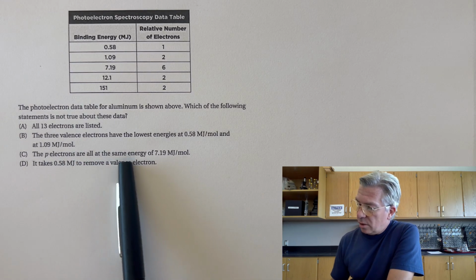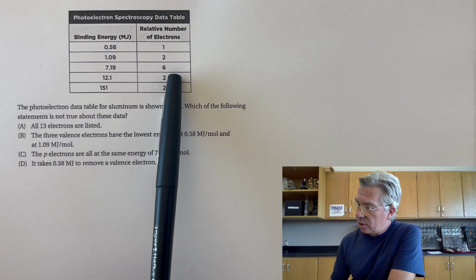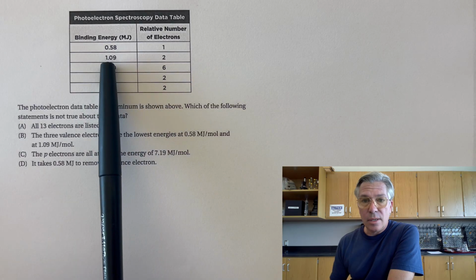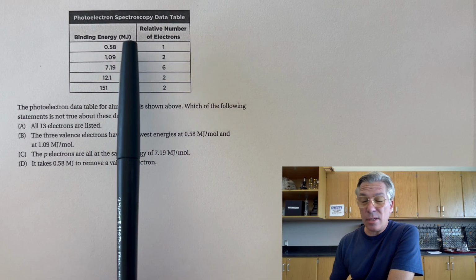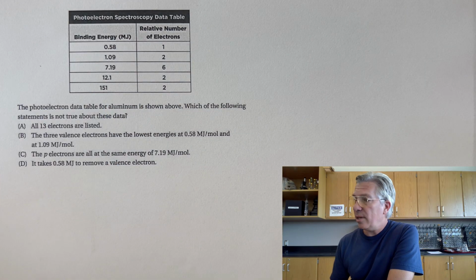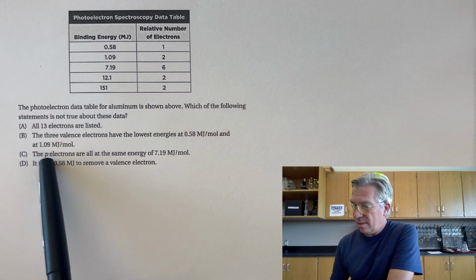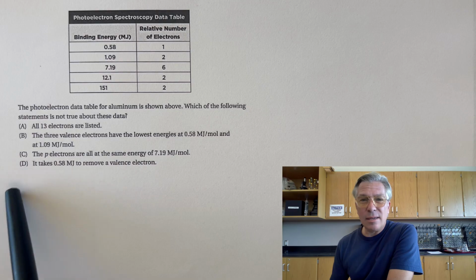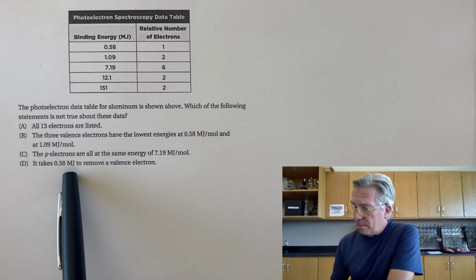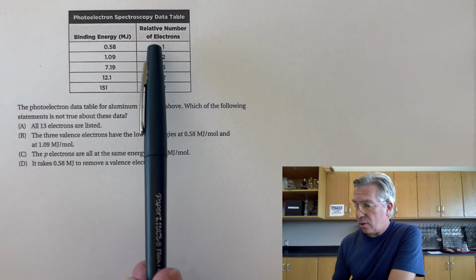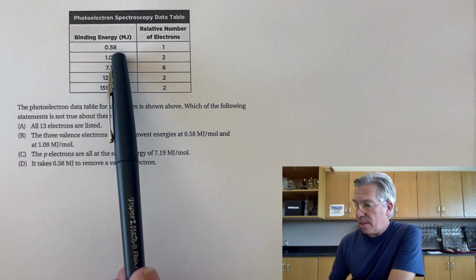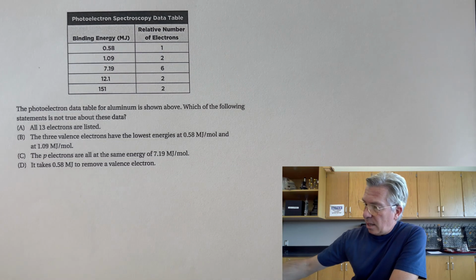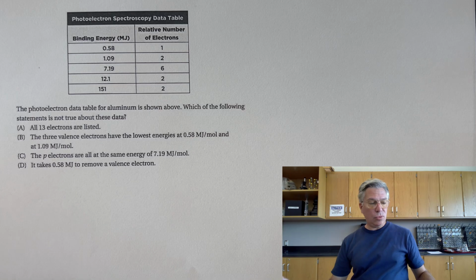The p electrons are all at the same energy of 7.19. Now, this is 1s2, 2s2, 2p6. All right, so those are all at the same energy, but there's actually one more p electron up there, and that's an electron that's at 0.48, not the 7.19. So this is saying that all the p electrons are there. And I also didn't like choice D either. It takes 0.58 megajoules to remove a valence electron. There's actually 3 valence electrons, one of them there and one of them there, but it does take 0.58 to remove at least one of them. So I went with C as being the one that is not true.